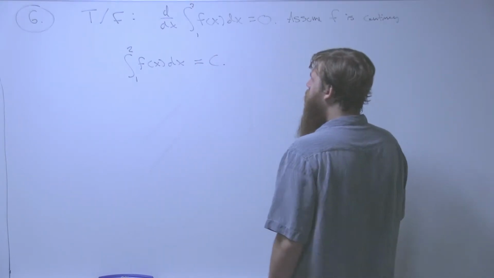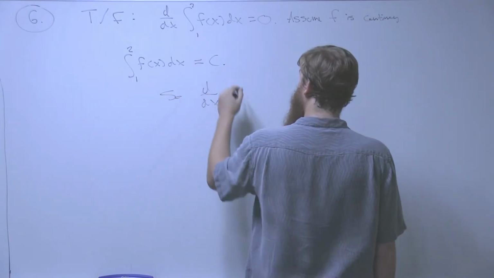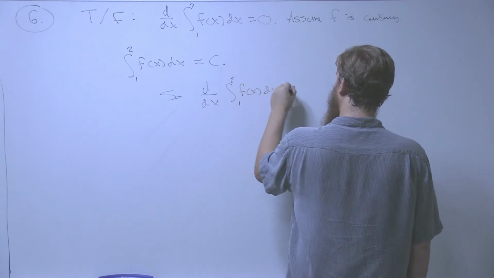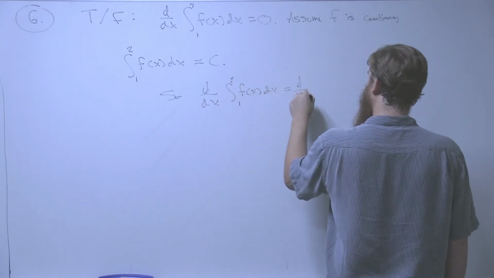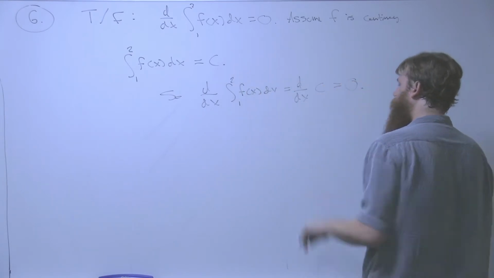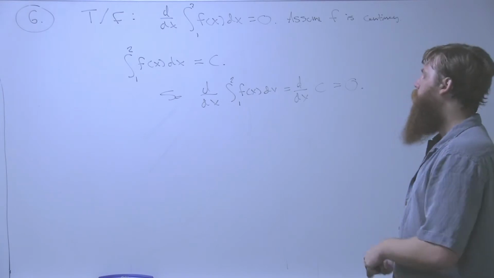It's a constant. So, d dx of this thing is d dx of some constant. I don't know what it is, it's some constant, but remember the derivative of a constant is always 0. So, true, this is equal to 0.